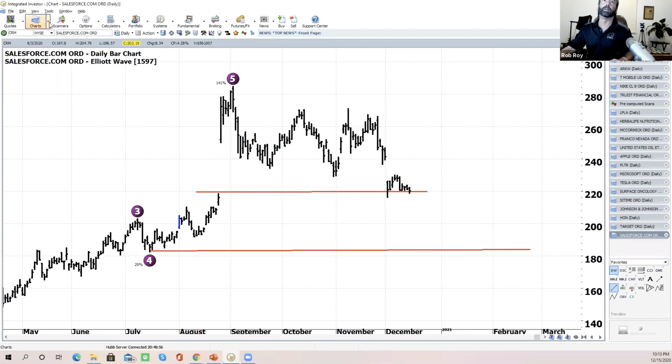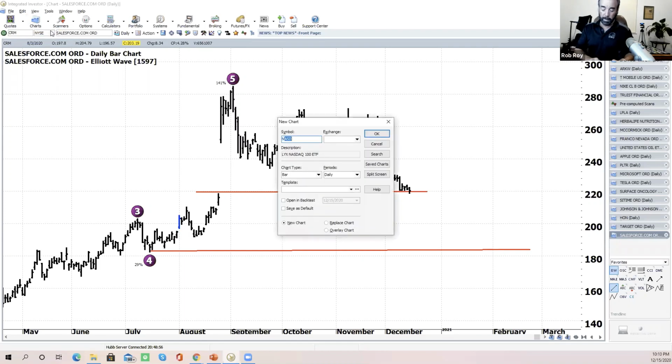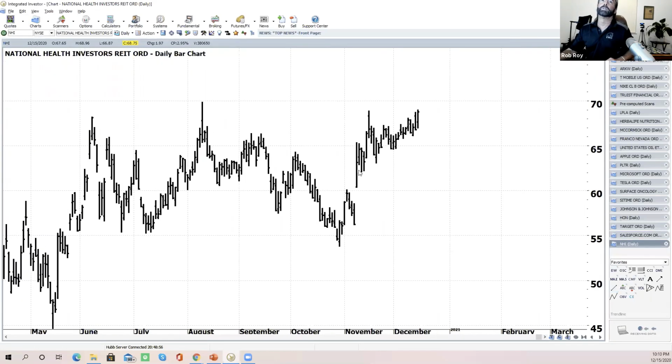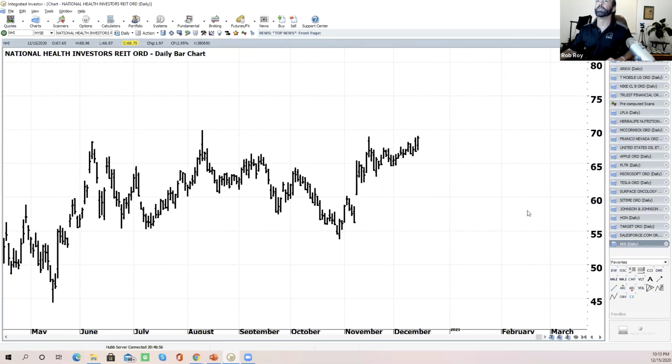NHI and AMD, and then we'll call it a night. So NHI is National Health Investors. Certainly not one that we look at a lot, but that's a breakout looking chart.